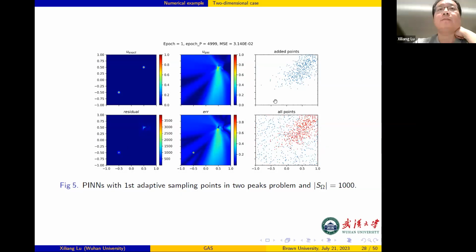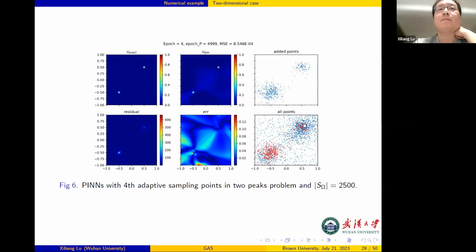Okay, we can find all the adding points in the red color are just concentrated on these 2 points, on the 2 singularities. So it can capture the singularity well for this 2 peaks problem. After the 19 iterations, the total number of sample points is 10,000, and the error is small enough.